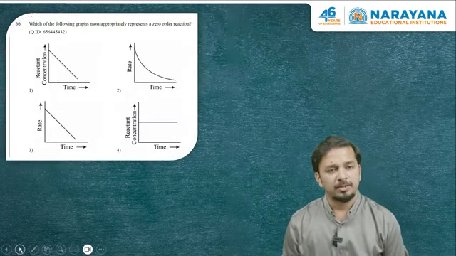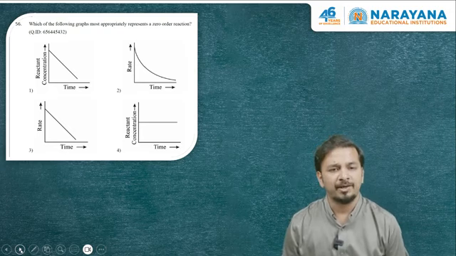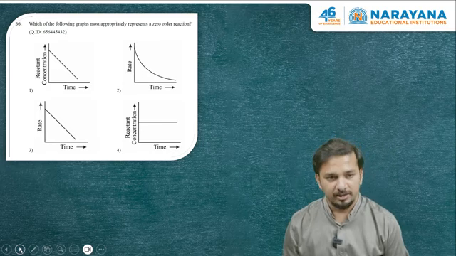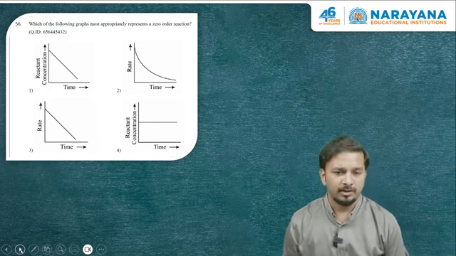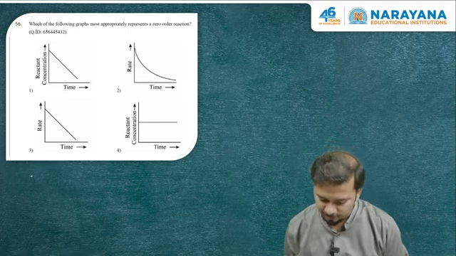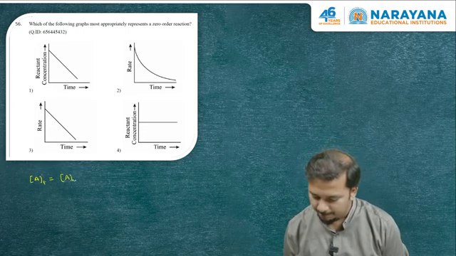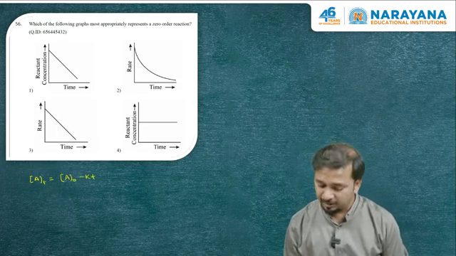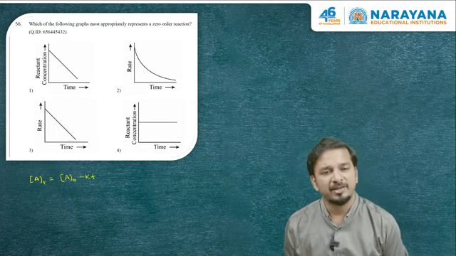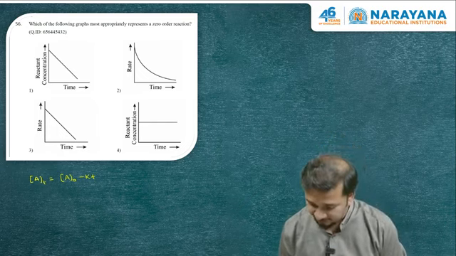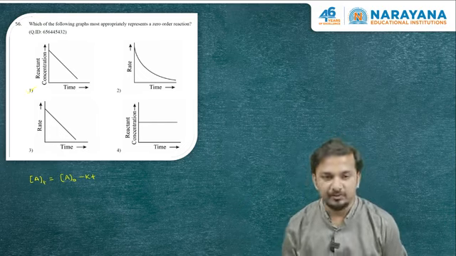Moving to the next question, question 56. Which of the following graphs most appropriately represents a zero order reaction? They have given reactant concentration versus time and rate versus time. For a zero order reaction we know A t is equal to A naught minus k t, where A t is the concentration at time t, A naught is the initial concentration, k is the rate constant and t is the time. So the correct graph according to this will be graph number 1.